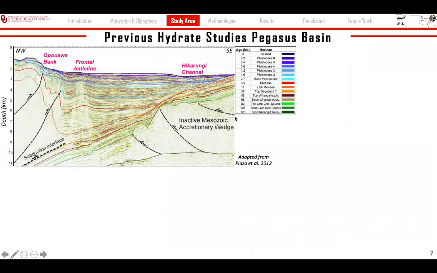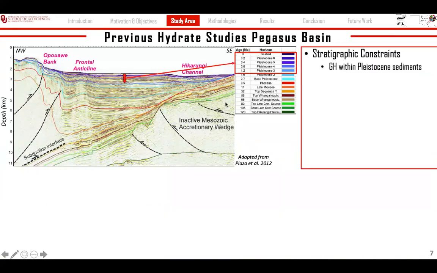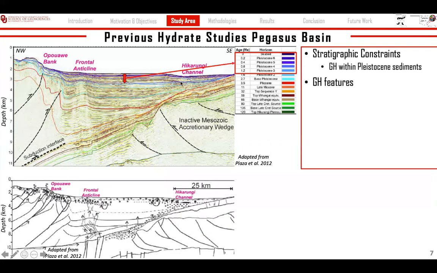Previous studies of gas hydrates within the Pegasus Basin have constrained gas hydrates to be located within an interval of Pleistocene age sediments. Together, this study by Plaza et al. also shows a conceptual diagram that shows these 3 bathymetric areas of interest and the associated gas hydrate systems that exist. They interpret the bottom simulating reflector, methane recycling between the methane hydrate stability zone and the free gas beneath.